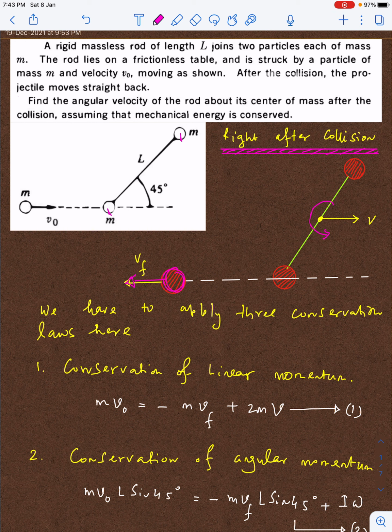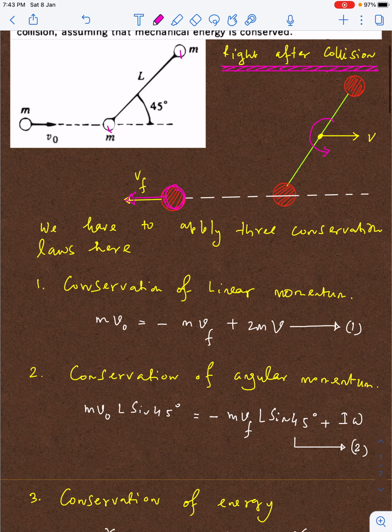Now, all these questions are essentially based on three main pillars, three conservation laws. One is conservation of linear momentum, another is conservation of angular momentum, and another is conservation of energy. Here I will discuss a short point quickly, and later I will come back with a brief discussion.